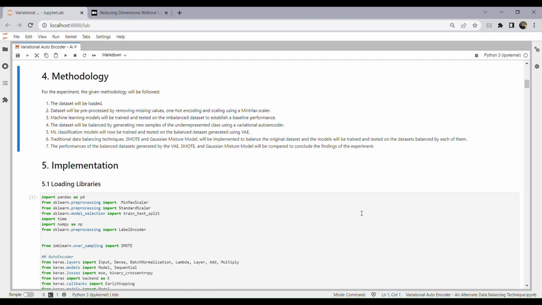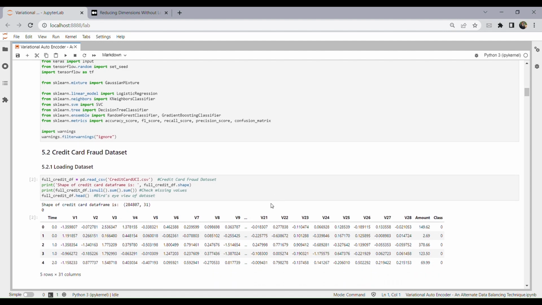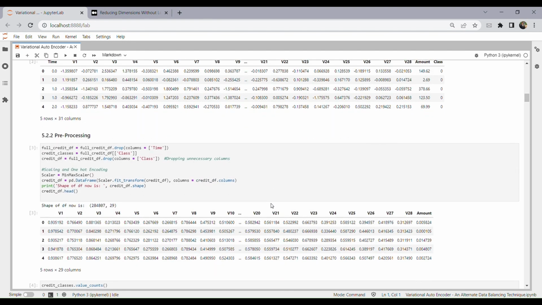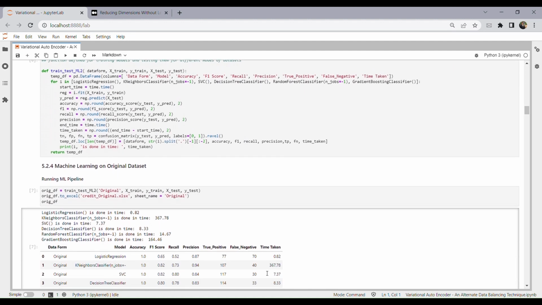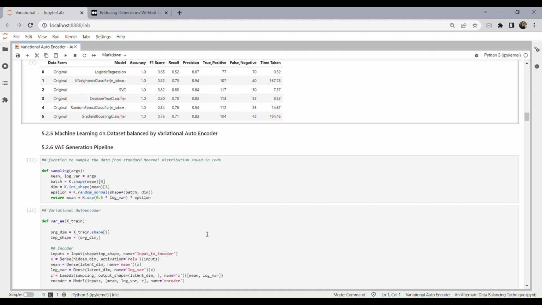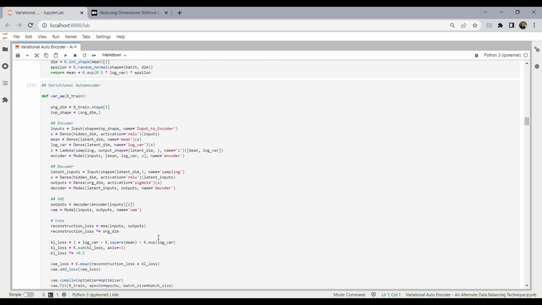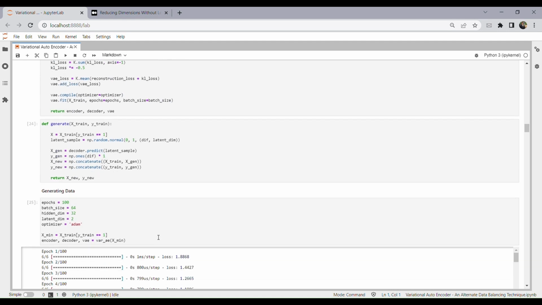The implementation starts by loading the libraries, and then the credit card fraud dataset was first loaded. It was pre-processed, scaled, and then machine learning models were trained and tested on it. So these were the performances on the original dataset. After that, variational autoencoder was used. We will be sharing this code with you by the link in the description. So this is the code to generate records to balance the dataset.